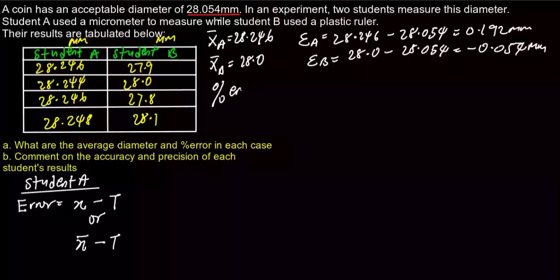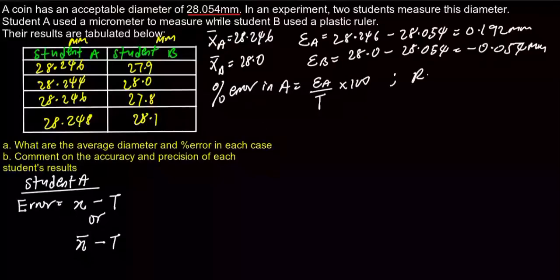So percentage error in A is equal to, remember, error in A over the true value times 100. Firstly, if a question asks you to calculate relative error, relative error is simply error over true value. If you multiply relative error by 100, you are calculating percentage error. If you multiply relative error by 1000, you are calculating relative error in parts per thousand. Since we are asked to find the percentage error, this is the formula to get percentage error.